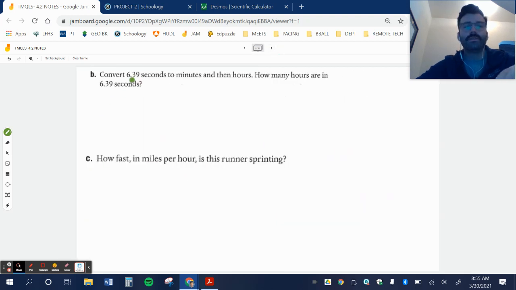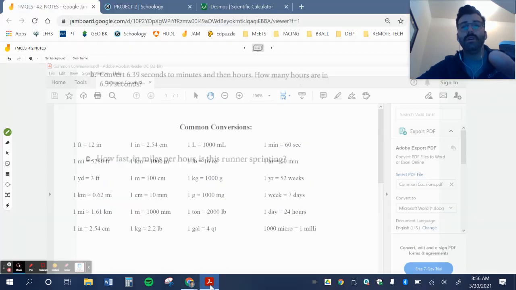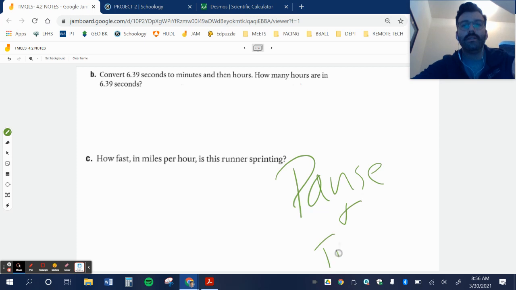So convert 6.39 seconds to minutes, and then minutes to hours. How many hours are in 6.39 seconds? So this should be a very, very small decimal. I want you to try to do this on your own. Use this conversion sheet. Hopefully we should know how many seconds are in a minute and how many minutes are in an hour. Like I said, pause and try.